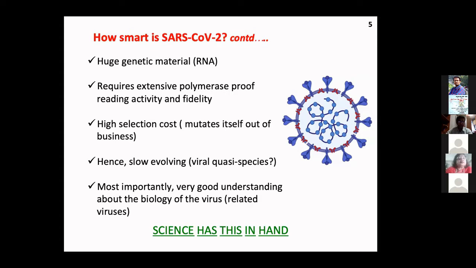So the virus is actually slowly evolving, and the viral heterogeneous population or quasi-species is, I would say, very weak in the same host. And even if there are quasi-species at a very low level, they are not selected. The virus itself doesn't know whether the new variant is immune selected or not. So the virus doesn't know. So what is most important here is that, for the virologist, the bottom line is that science has this in hand. So this itself is very good news.